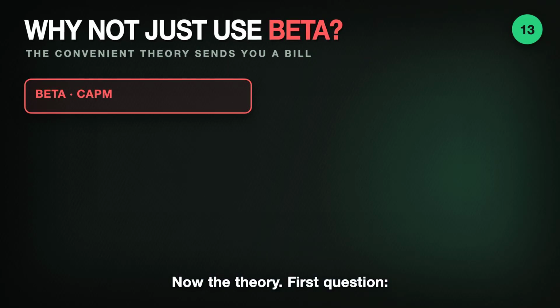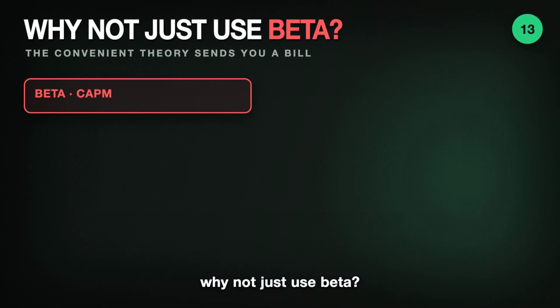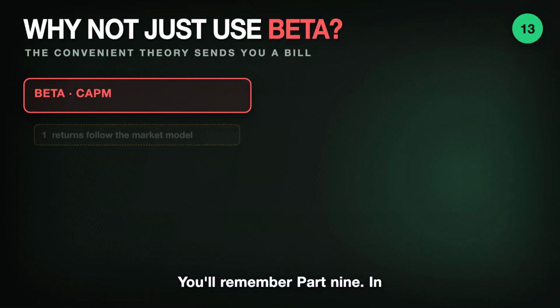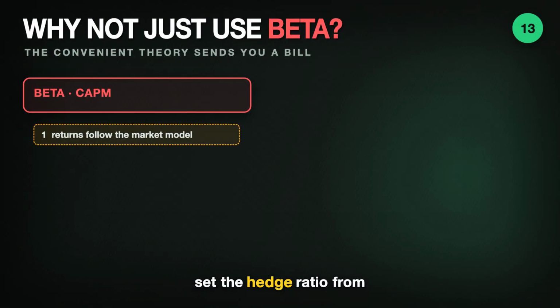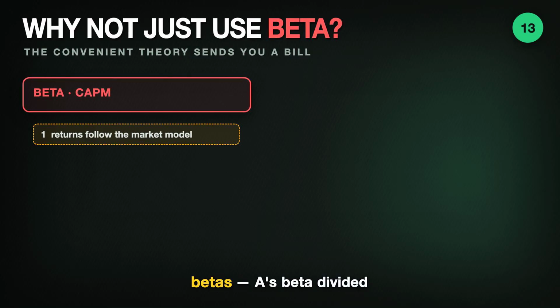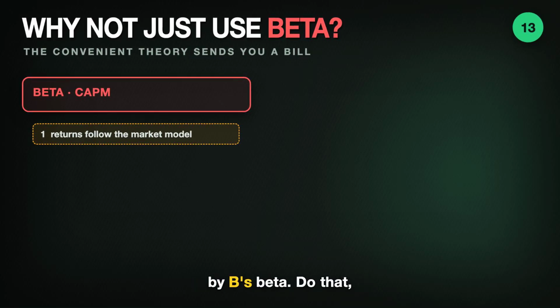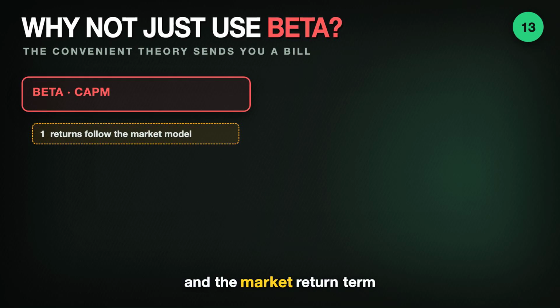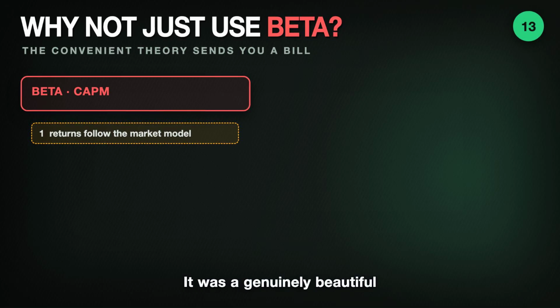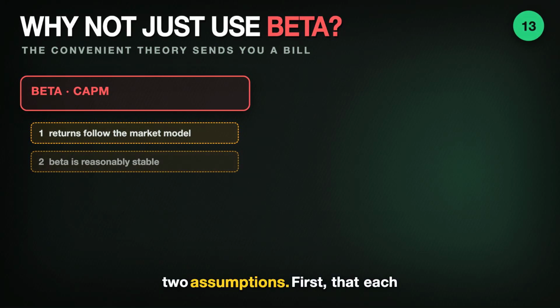Now the theory. First question. Why not just use beta? You'll remember part 9. In the market neutral model, we set the hedge ratio from the ratio of the two betas, A's beta divided by B's beta. Do that, and the market return term cancels out of the algebra. It was a genuinely beautiful proof, but that method needs two assumptions.